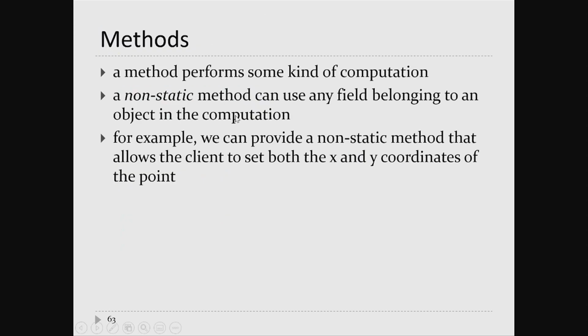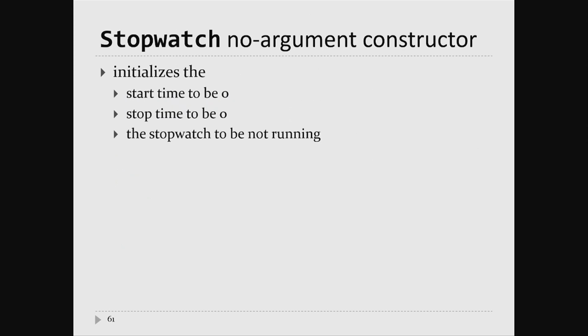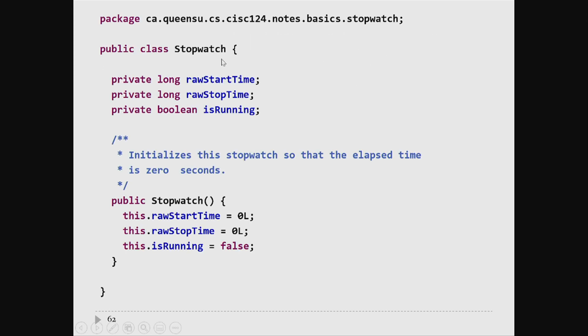Okay, methods. So a method is something that performs some kind of computation. Sort of looks like a function in Python. Now, we've been implementing static methods in the class so far. Now, most of the methods are going to switch to non-static because most methods in Java are non-static. So a non-static method can use any field belonging to an object in a computation. So a non-static method can use all 3 of these fields in the stopwatch class.